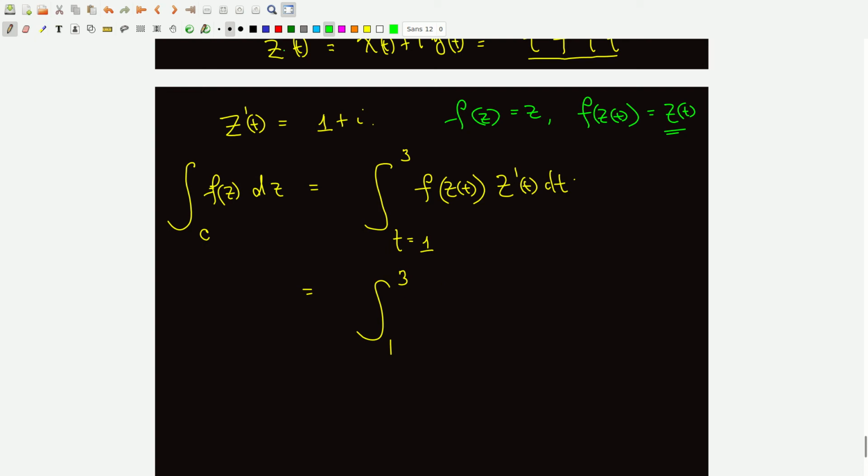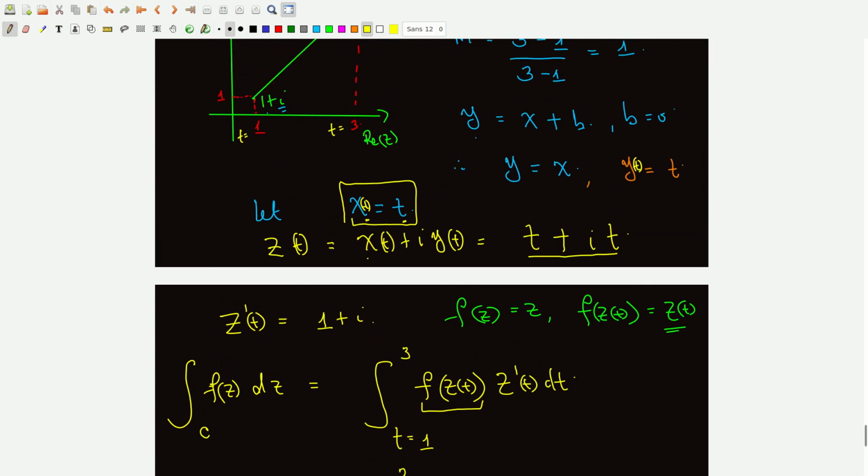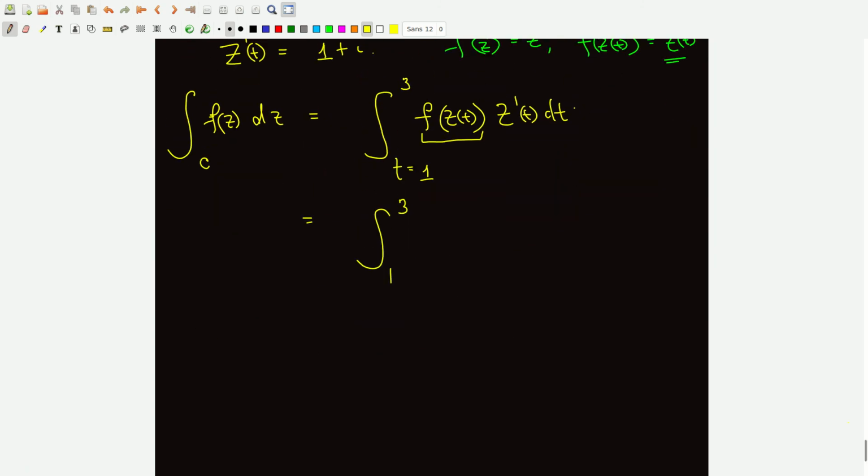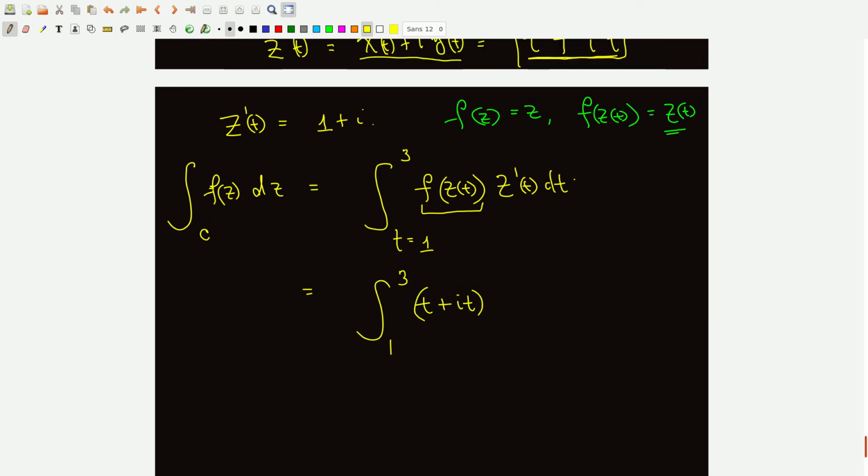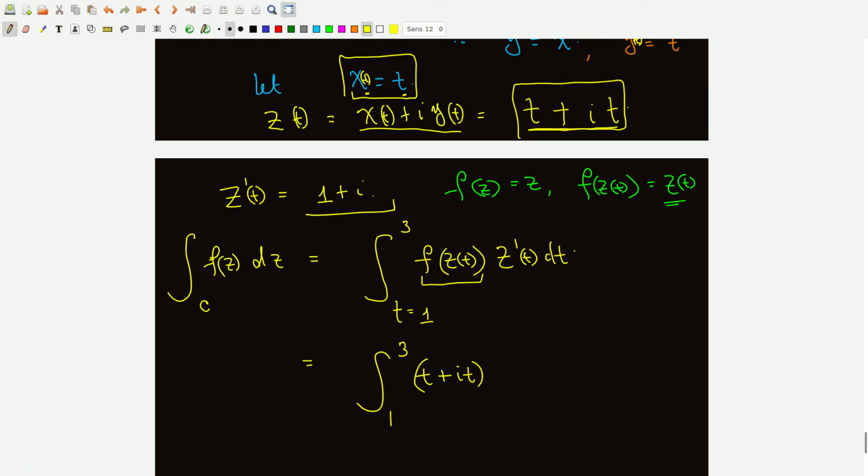So f of this is simply giving us z of t, which we already know. We have already written it here. Z of t is that, and it gave us this expression. So we have t plus it, and then z dash of t, which is 1 plus i, and then we have dt.